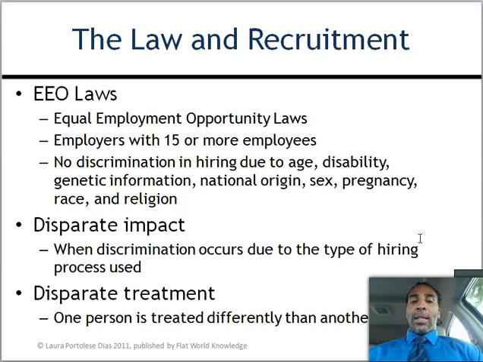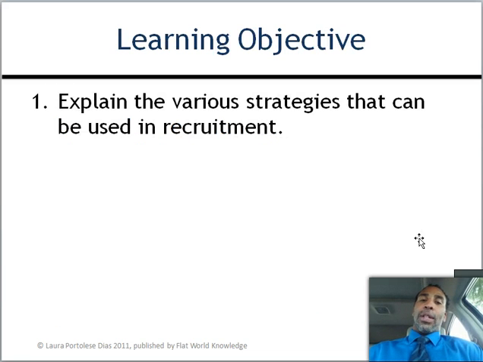So disparate impact is when discrimination occurs due to the type of hiring process used. And we also talked about that, remember, in chapter 3, when we said, hey, if you're just doing the referral program, you may end up with people that are very alike. Disparate treatment: one person is treated differently than another for whatever reason.